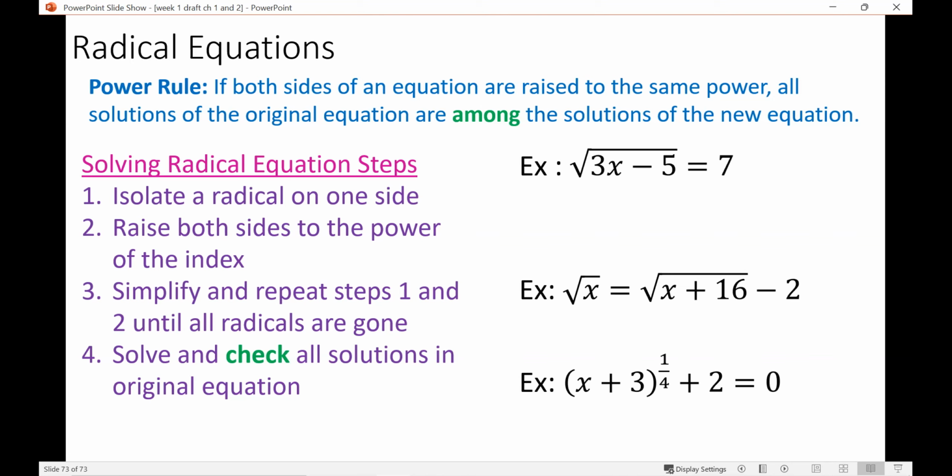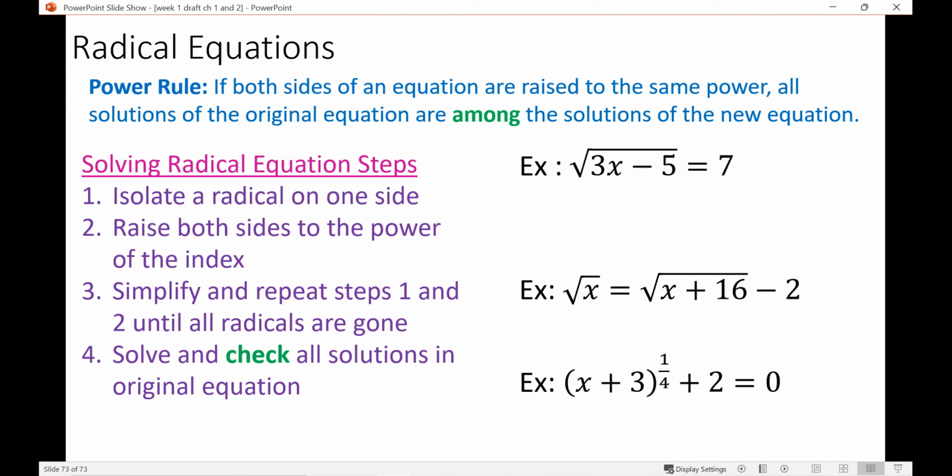So here are the steps to solving our radical equation. Basically, you want to isolate your radical on one side of the equation, so that when you raise both sides of the equation to the power of your radical, usually you're going to square it, sometimes you're going to cube it, it removes the radical from that side. In the event, though, that you have more than one radical, you're going to do this one radical at a time. Once you get rid of your radicals, you can solve. But you really want to check all your solutions to make sure they make your equation true.